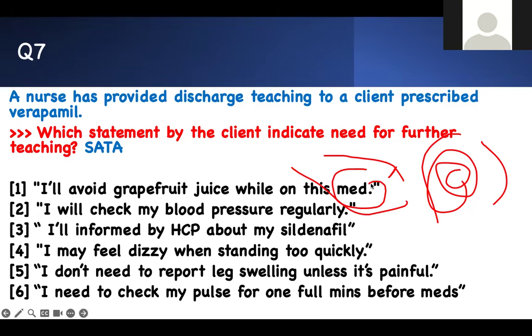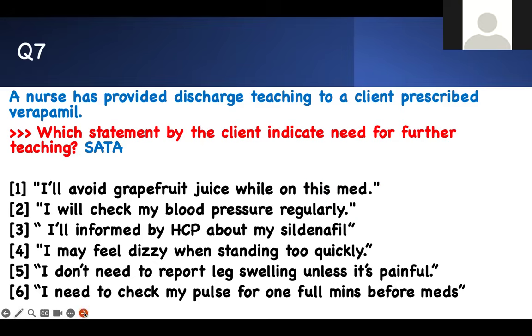I don't need to report leg edema unless it's painful. Leg edema is common, but you need to report it to the doctor so that they can adjust your medication. I need to check my pulse for 1 full minute before the medication. This is not Digoxin. Therefore, which one needs further teaching? 5 and 6. I know you got it. And you have 7 out of 7 right now.